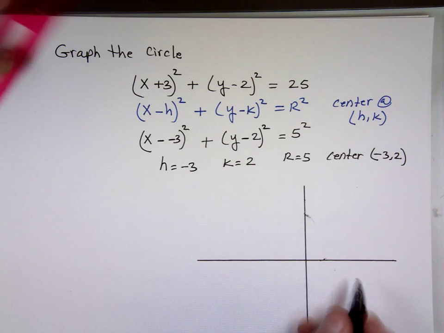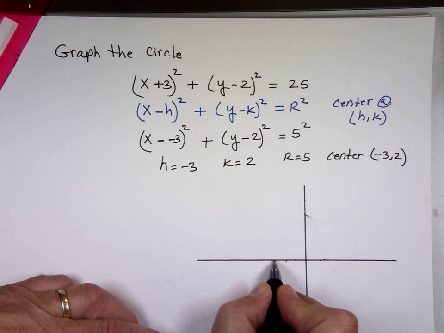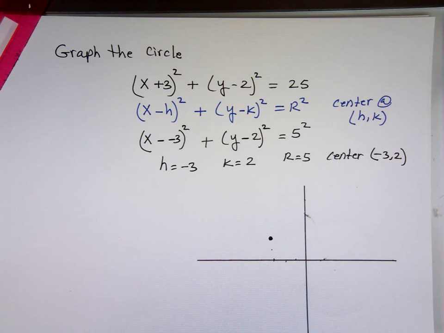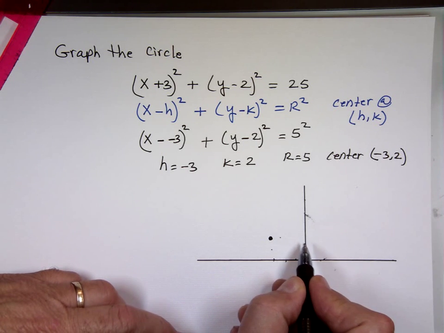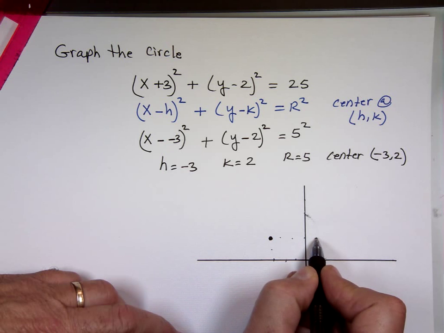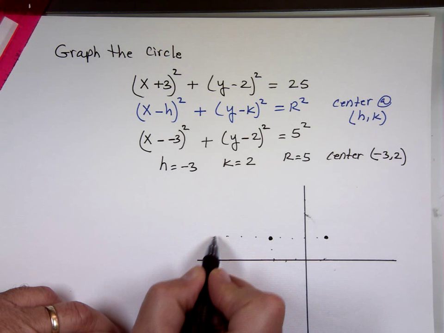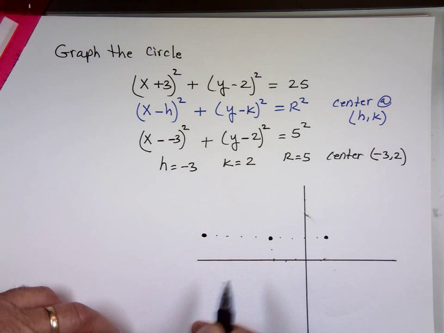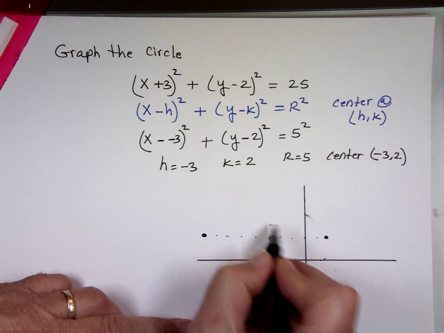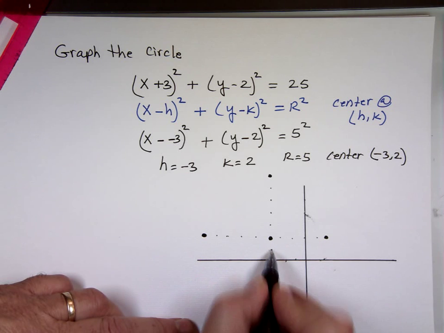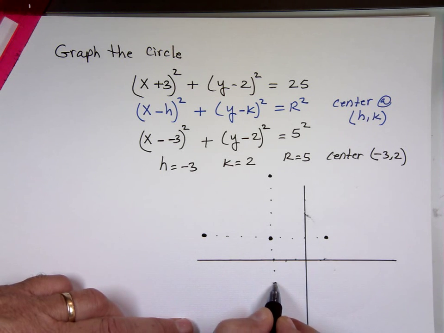Negative 3 comma 2. 1, 2, 3, 1, 2. That's the center. My radius is what? 5? Let's go 5 to the right. 1, 2, 3, 4, 5. That's 1 point. 5 to the left. 1, 2, 3, 4, 5. Let's go 5 up. 1, 2, 3, 4, 5. And 5 down. 1, 2, 3, 4, 5.